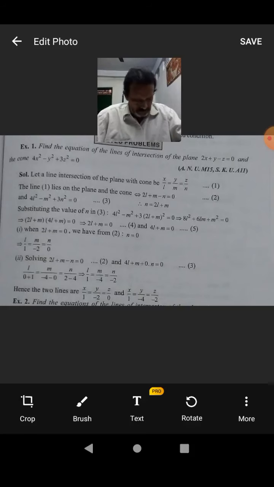We are given the equation of the cone and the plane. We have to find the equation of the lines of intersection of the plane and the cone. How to calculate, how to construct the required lines.